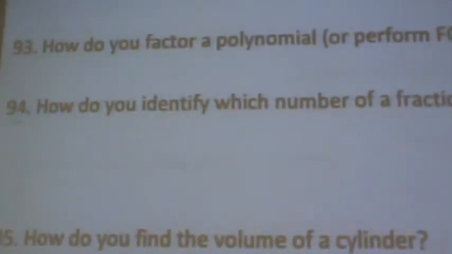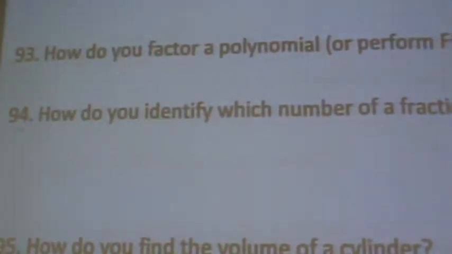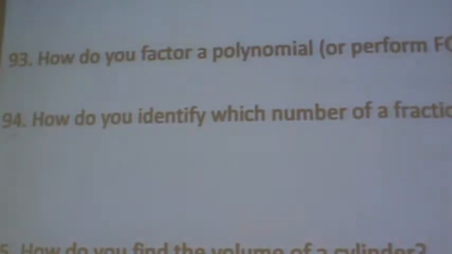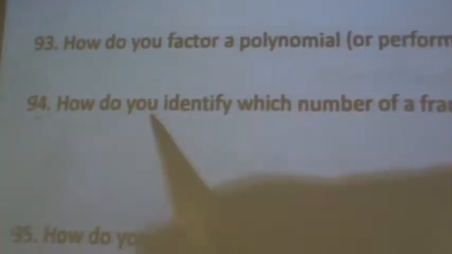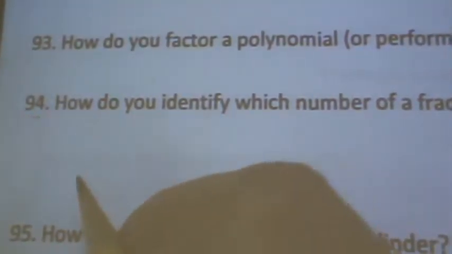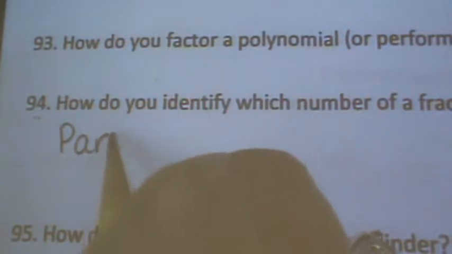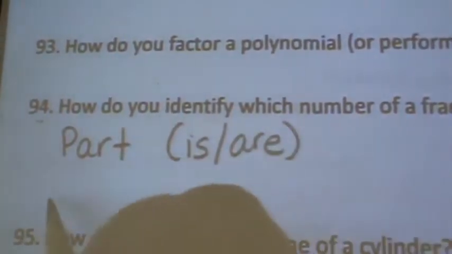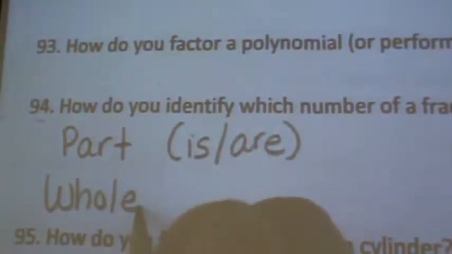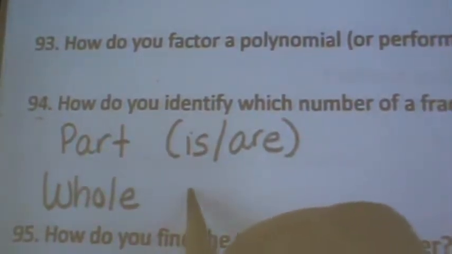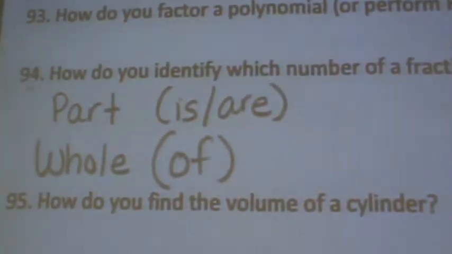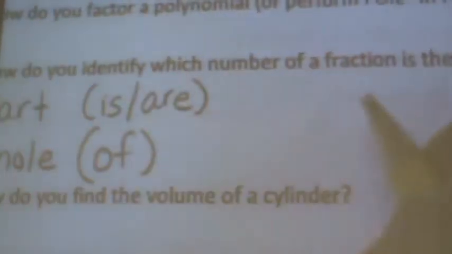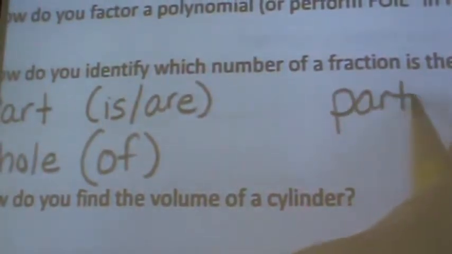94. How do you identify which number of a fraction is the part and which is the whole? The part is associated with the word is or are. And the whole is associated with the word of. So it's the part over the whole. That's how you do this. Part over the whole.